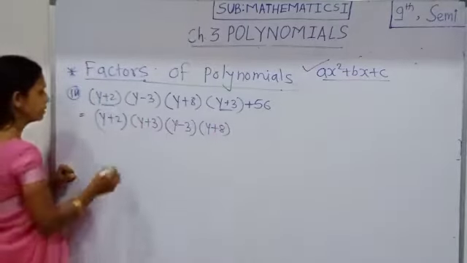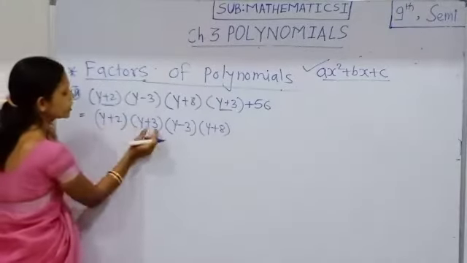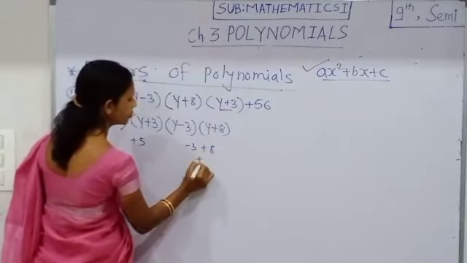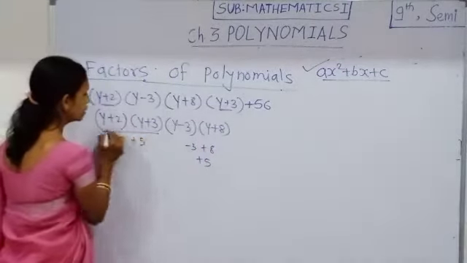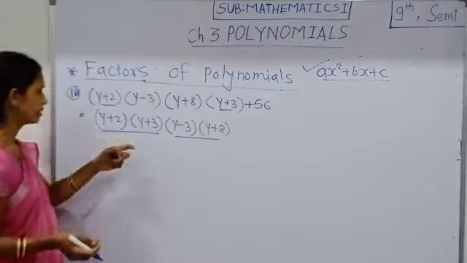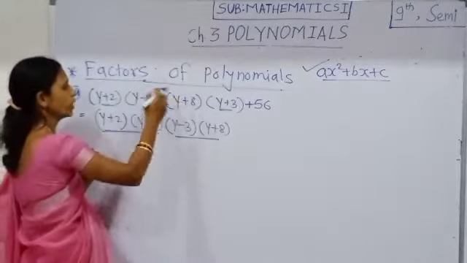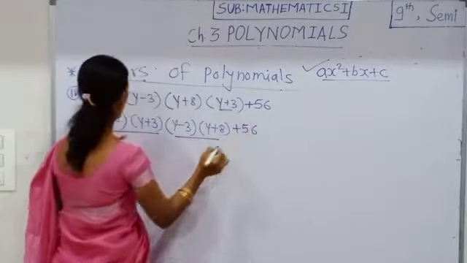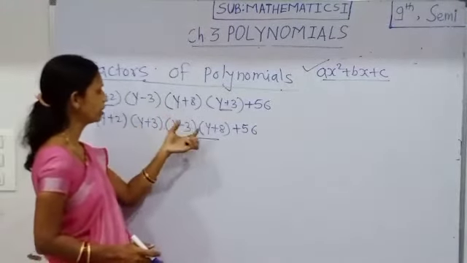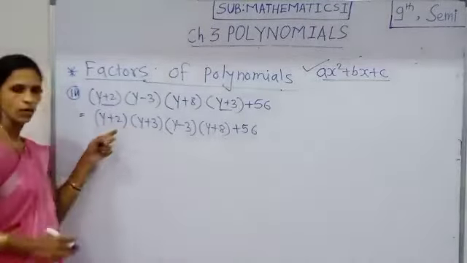Now focus here, that is, see here, the addition of constant terms, that is plus 2 plus 3, plus 5 is there. Here minus 3 plus 8, that is plus 5 is there. Therefore, in the pairs of those two brackets, we get the addition of constant terms same. Therefore, we have to rearrange this, and therefore here we get y plus 2 in another bracket y plus 3, y minus 3 is taken here and y plus 8 is taken here. Then we have to multiply those brackets.